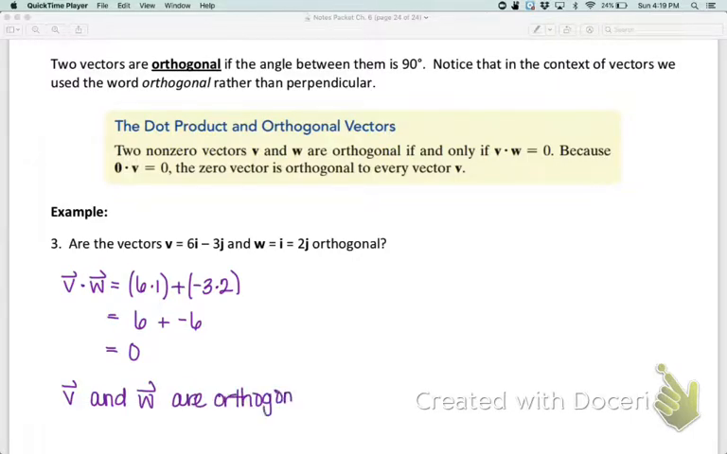There's a lot of reasons why you would want that angle to be 90 degrees. And so this is an easy way to check pretty quickly to see if that is actually the case. If it was anything other than the number 0, then they are not going to be orthogonal and that angle is not going to be 90 degrees.